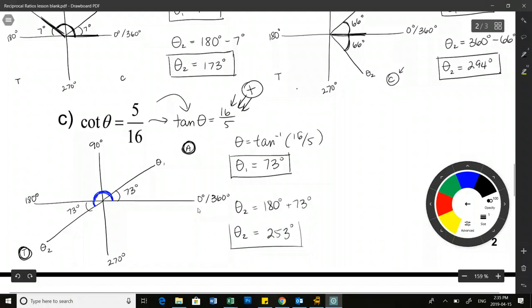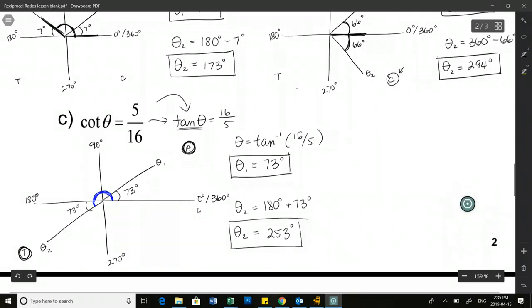I just never know what quadrant to put it in. So you need to look at whether your answer is positive or negative and which trig ratio we're looking at. Sorry, I'm just going to wait because a lot of people are having their own conversations right now.